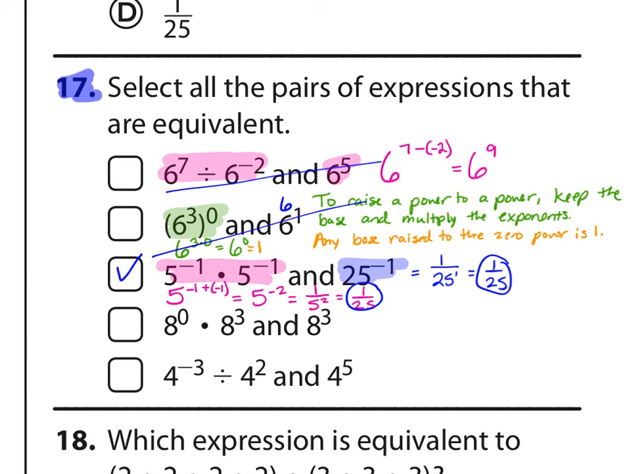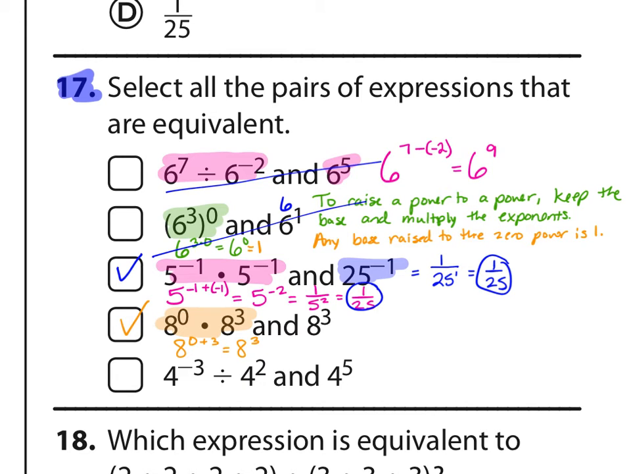Next, we have 8 to the 0 power times 8 to the third power. So we're going to keep the base 8 and add our exponents. 0 plus 3, we get 8 to the third power. And that is equal to 8 to the third power, so we can check that box.